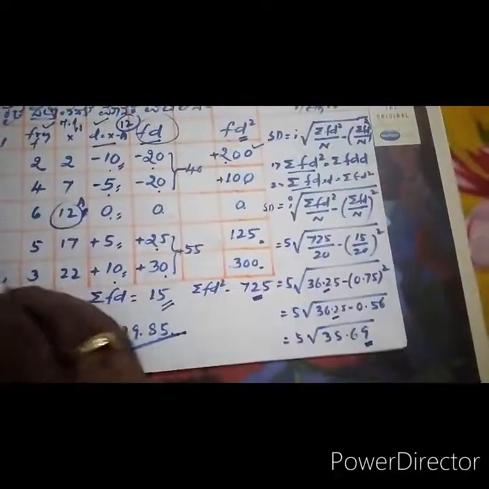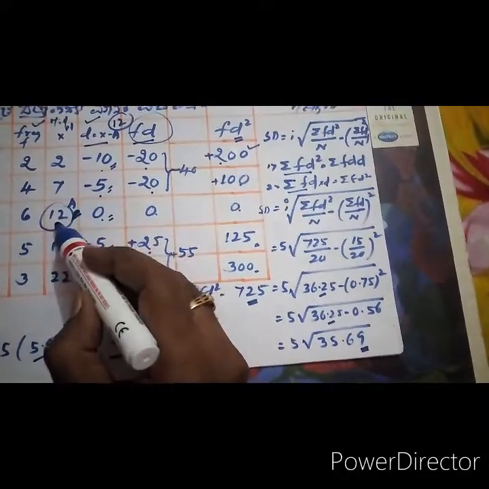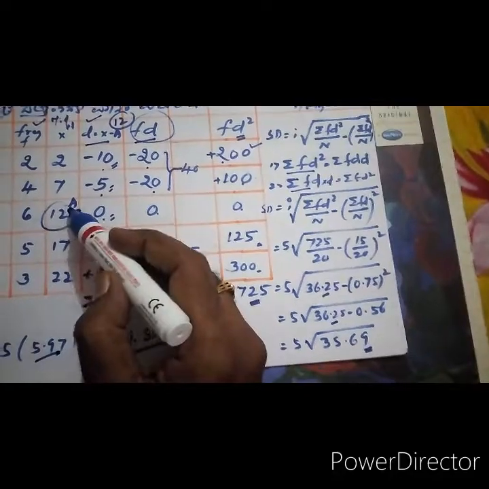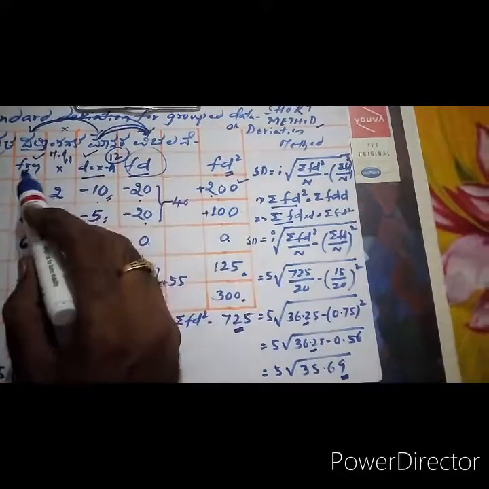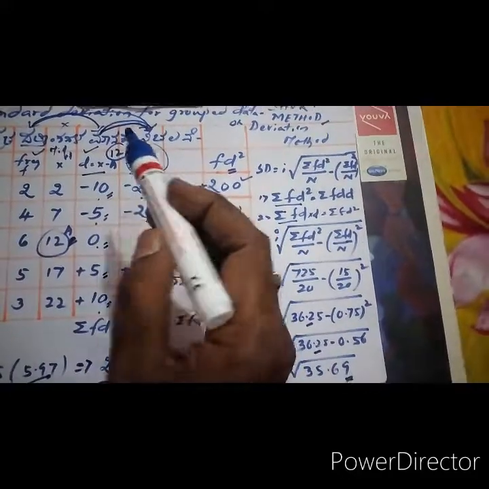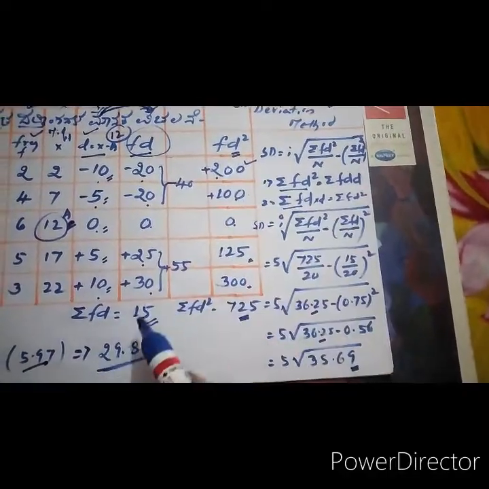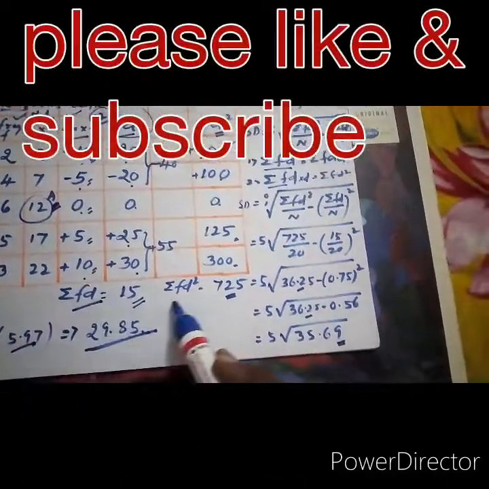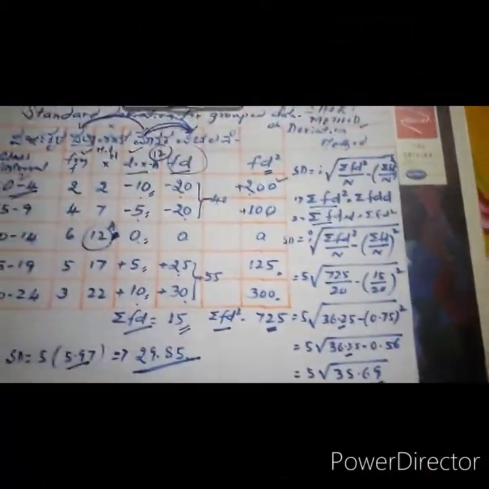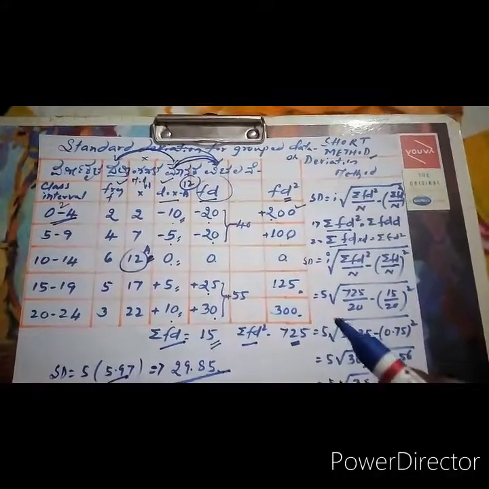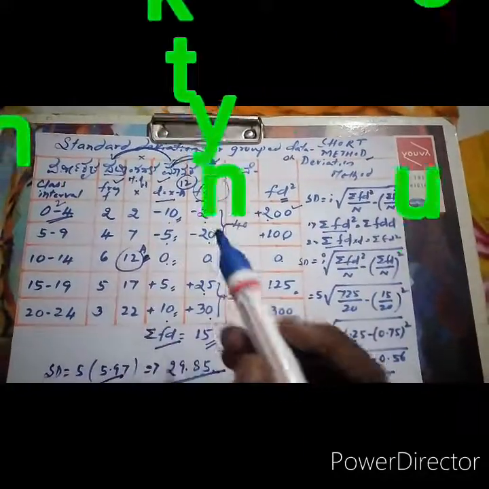Very simple: class interval, frequency, midpoint. Then you take 12 as the assumed value. Subtract this from the midpoints in the table and you get d. Then multiply f into d. Then again multiply fd into d, that is fd square. After getting summation fd and summation fd square, just fill in the values and do the calculation as it is. So this is the simplest and shortest, the deviation method of standard deviation. Thank you.